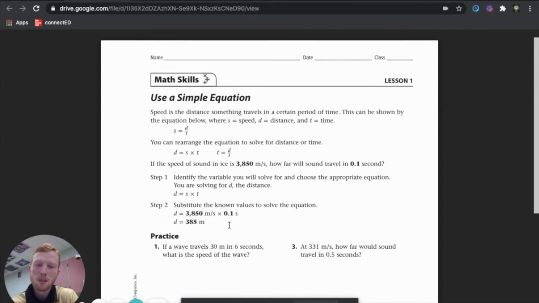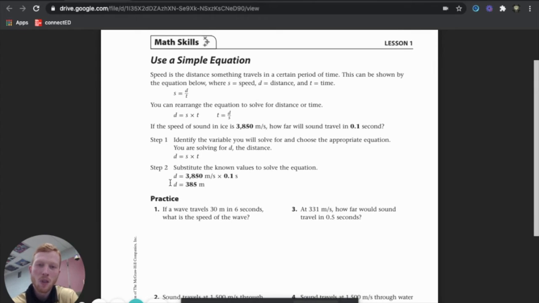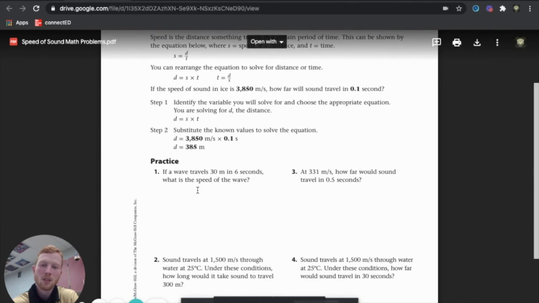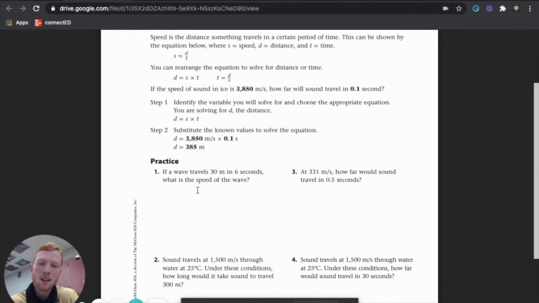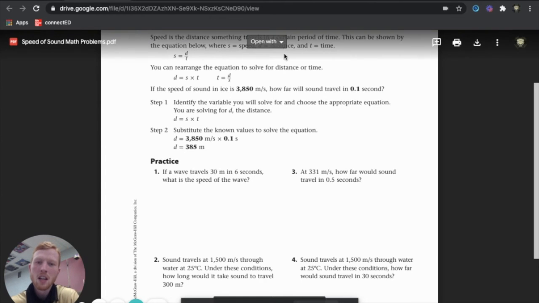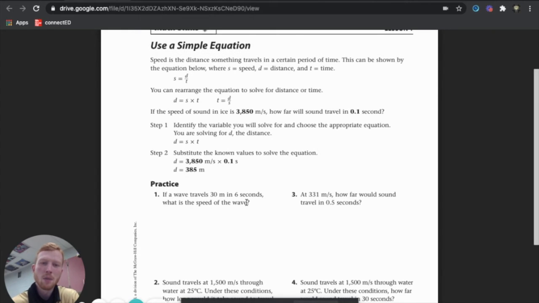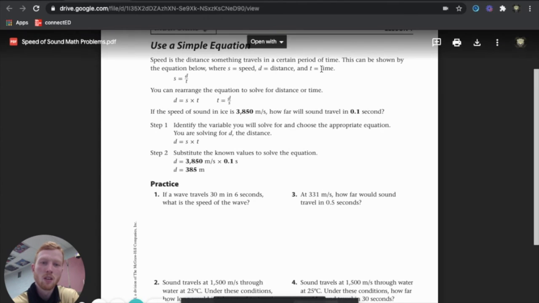The second step is simply to multiply, and you know that because it's asking for distance, we need to label it as meters. So let's look at number 1. If a wave travels 30 meters in 6 seconds, well, I know 30 meters is a distance, so it is giving me D for distance. It is giving me seconds, which is 6 seconds. So I need to plug in 6 for the T.